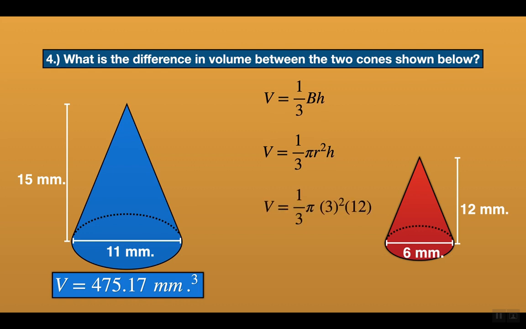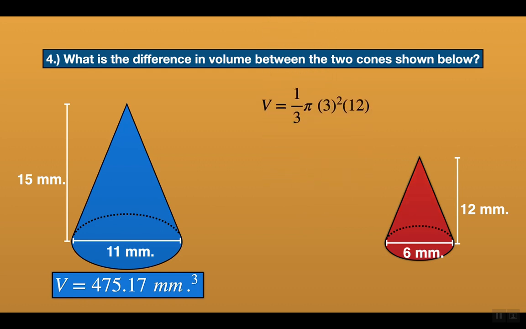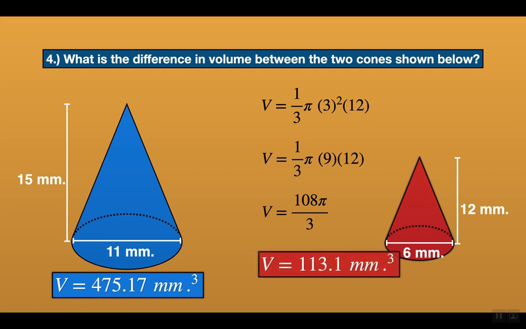And now let's follow the order of operations, beginning with 3 to the second power, which is going to give us 9. And then we're going to do 9 times 12. And that's going to give us 108 pi over 3. To get our final answer, we're going to multiply 108 times pi, and whatever that gives you, divide it by 3. So the volume of the red cone is 113.1 cubic millimeters.